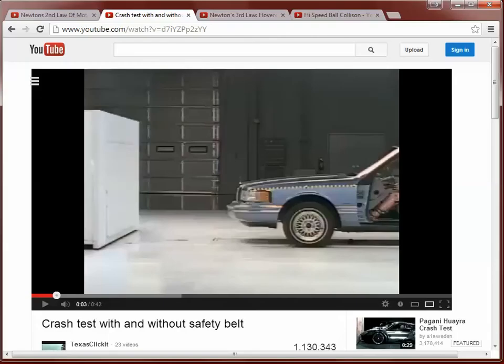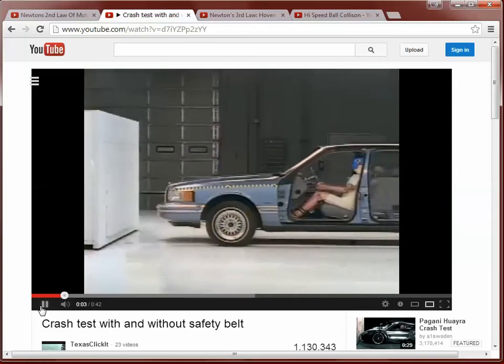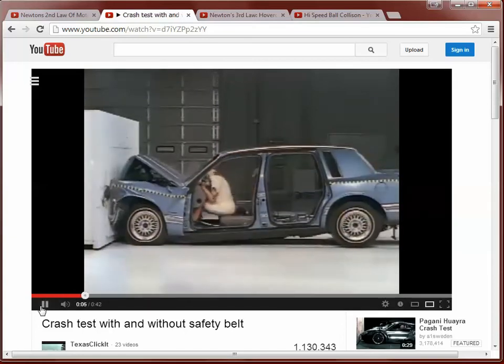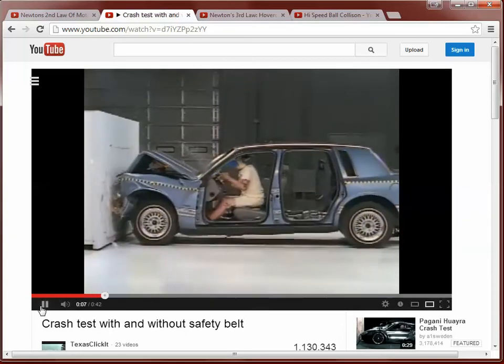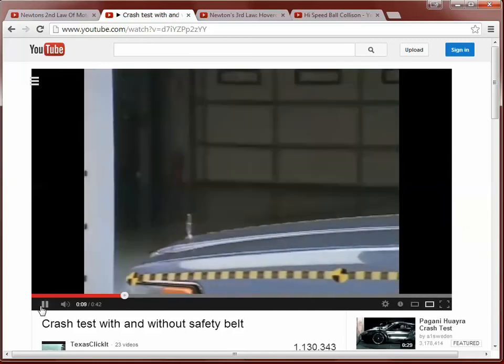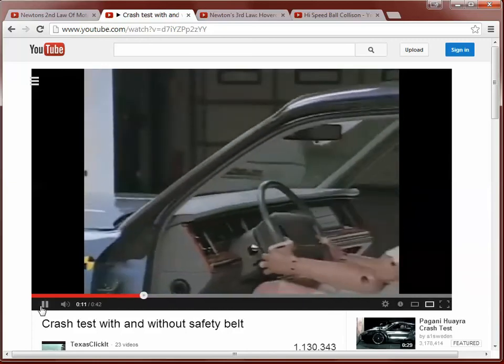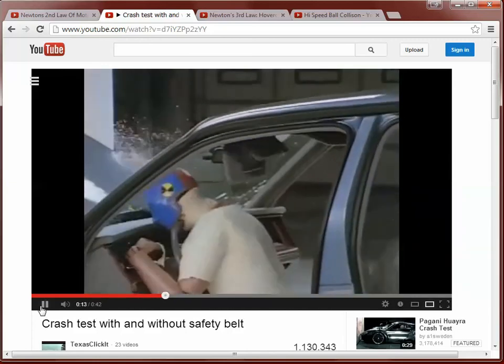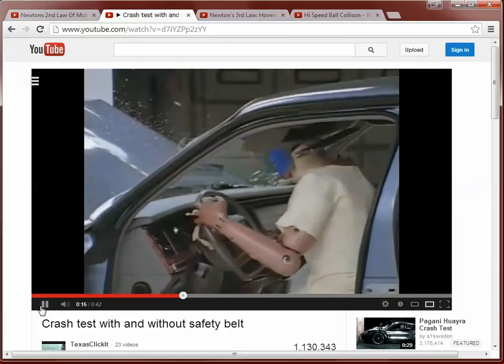Here's a video of a crash test. Though the car stops, since the dummy is not wearing a seatbelt, there's no force exerted on it. Therefore, it continues moving at constant velocity in a straight line, directly into the steering wheel and the windshield.